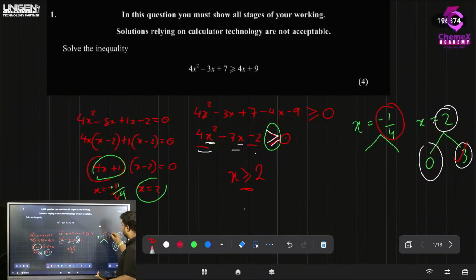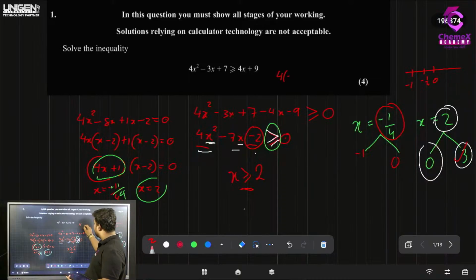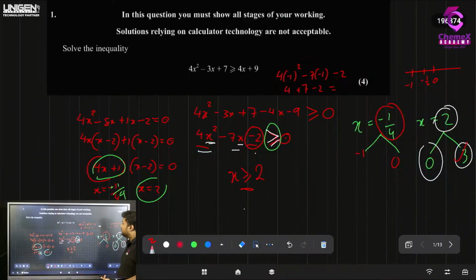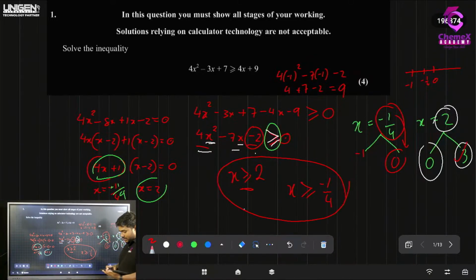Okay, let's check with this one also now. What are the numbers on either side in the number line for minus 1 over 4? It's minus 1 and 0. So if you put 0, you know you're going to get the negative term, right? So if you put minus 1, what are you going to get? Let's check. 4 times minus 1 squared minus 7 times minus 1 minus 2. So it's going to be 4 plus 7 minus 2. It's a positive number, right? 11 minus 2, 9. So it should be what? Going towards this side, going towards 0, means it's going to be larger than minus 1 over 4. Those are the two final answers.